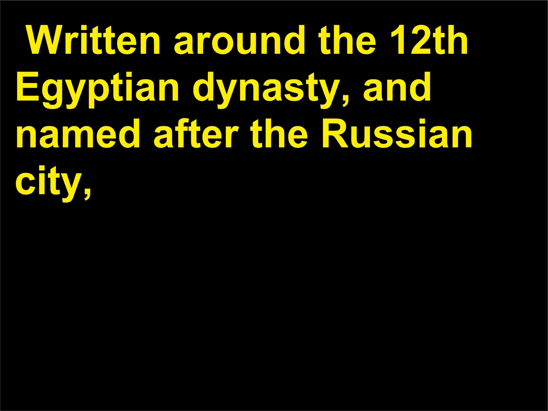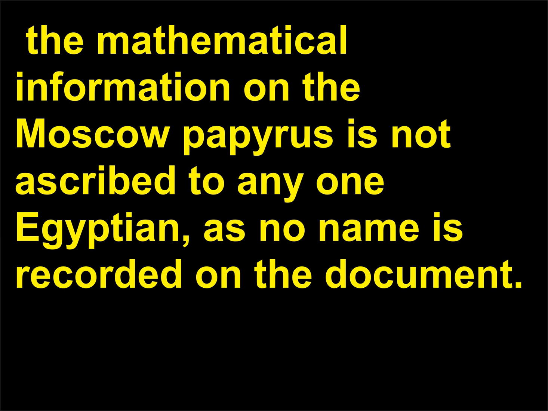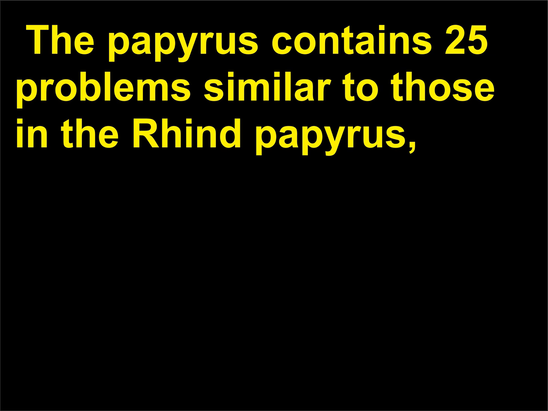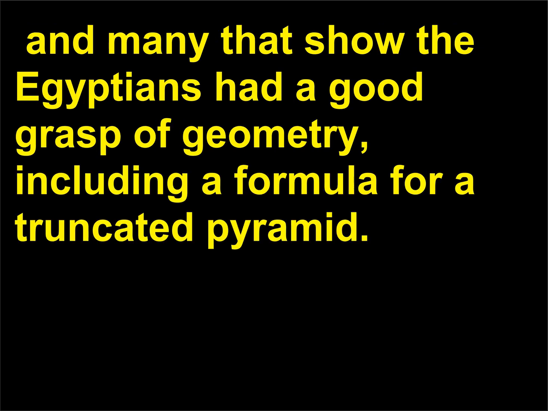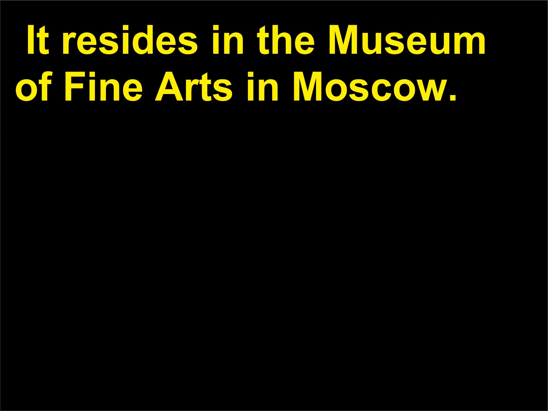The Moscow papyrus was written around the 12th Egyptian dynasty, and is named after the Russian city. The mathematical information on the Moscow papyrus is not ascribed to any one Egyptian, as no name is recorded on the document. The papyrus contains 25 problems similar to those in the Rhind papyrus, and many that show the Egyptians had a good grasp of geometry, including a formula for a truncated pyramid. It resides in the Museum of Fine Arts in Moscow.